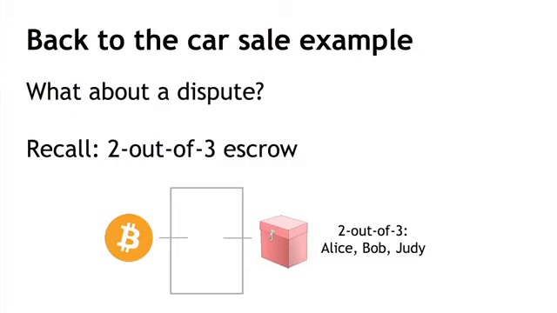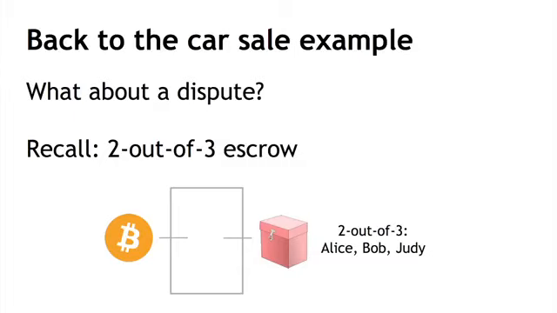But you might notice that this seems to lose atomicity. This is a 2 out of 3 escrow only for the payment, but as we saw earlier, what we ideally wanted was to couple the payment with the transfer of car ownership itself. That also can be accomplished, but it really starts to get a little bit unwieldy at that point.